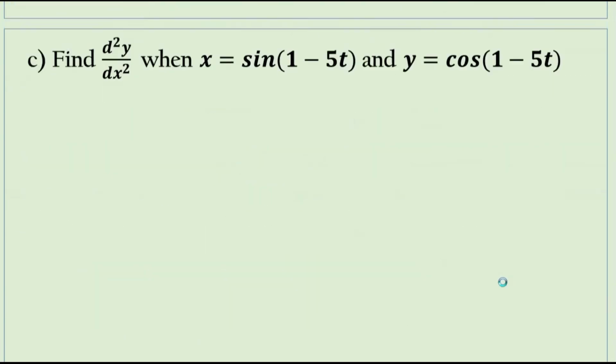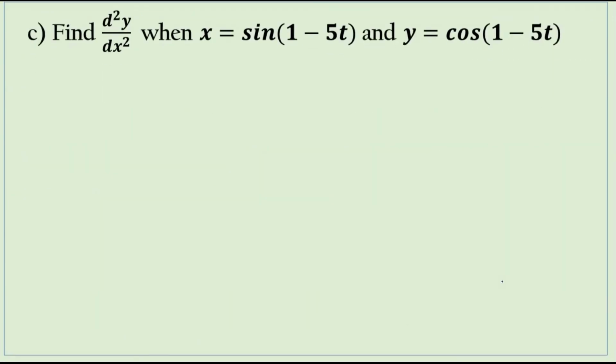Let's proceed with the last example. For this situation, we have a trigonometric function. For the x equation, we have x equals sine of (1 minus 5t), and the y equation is y equals cos of (1 minus 5t). We differentiate our x equation first. dx/dt would be cos of (1 minus 5t). Don't forget to differentiate what's inside the bracket; we get negative 5 here. So our dx/dt here is negative 5 cos of (1 minus 5t).